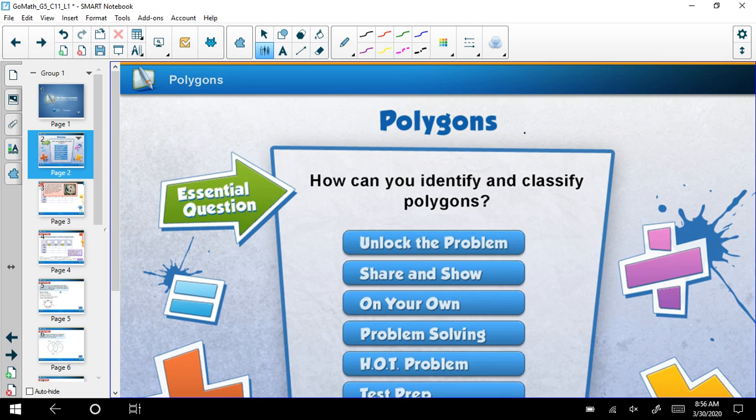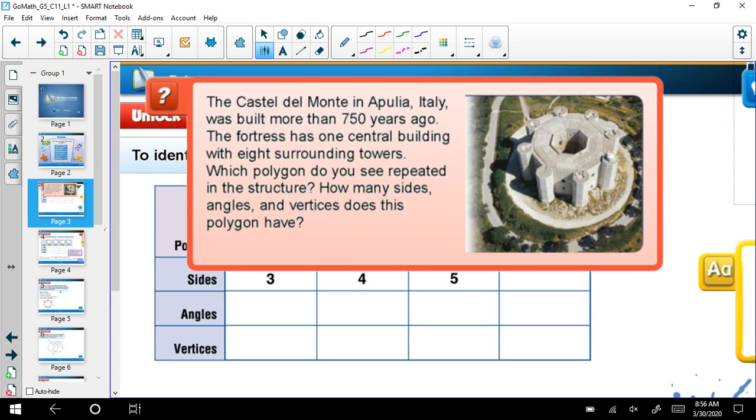Doing 11.1. We're going to be talking about polygons, and our essential question today is how can we identify and classify polygons? That's where we're going to start off. The first thing we're going to look at is this picture of a castle in Italy that was built 750 years ago. It says the fortress has one central building with 8 surrounding towers. The question is, which polygon do you see repeated in the structure? How many sides, angles, and vertices does this polygon have?